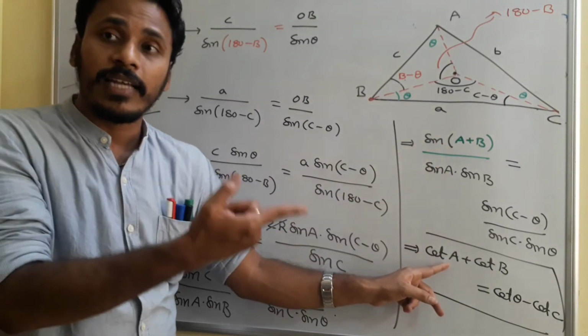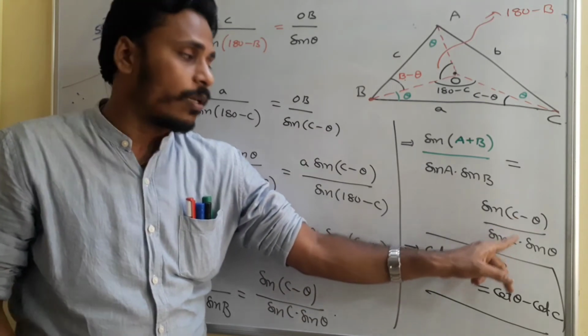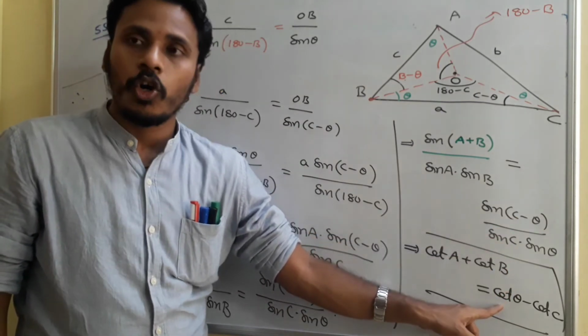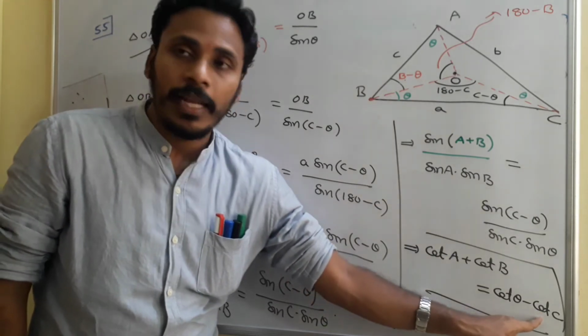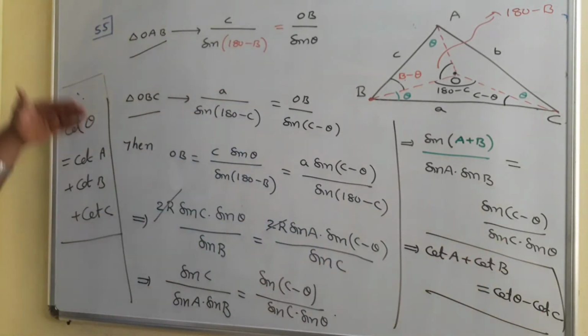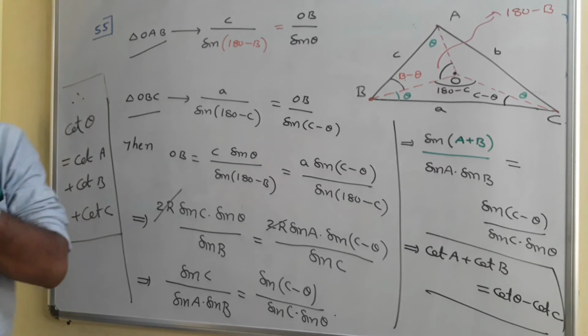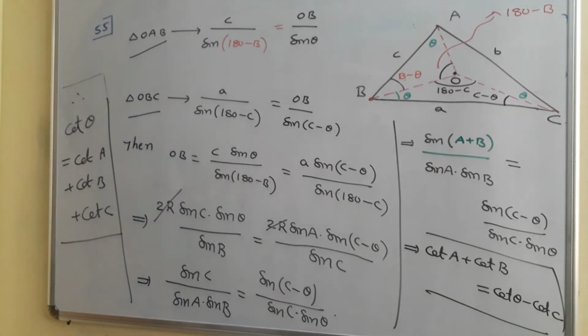and on the right side, the sine of (C minus theta) expansion divided by sin C sin theta is cot theta minus cot C. Send this minus cot C to the left side, and it becomes cot theta is equal to cot A plus cot B plus cot C. Okay, that's the thing at the end.